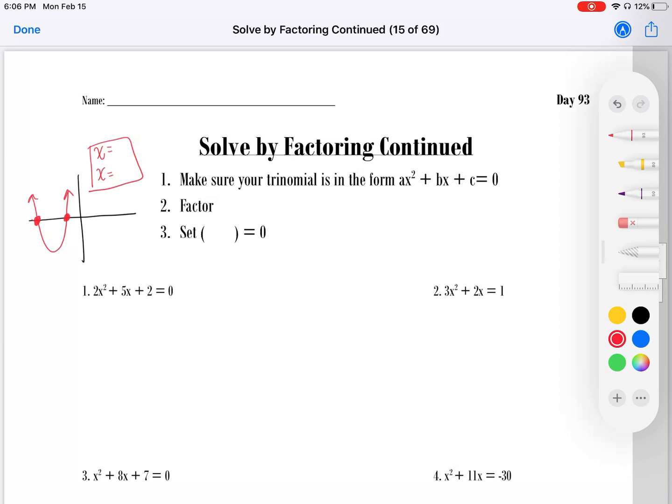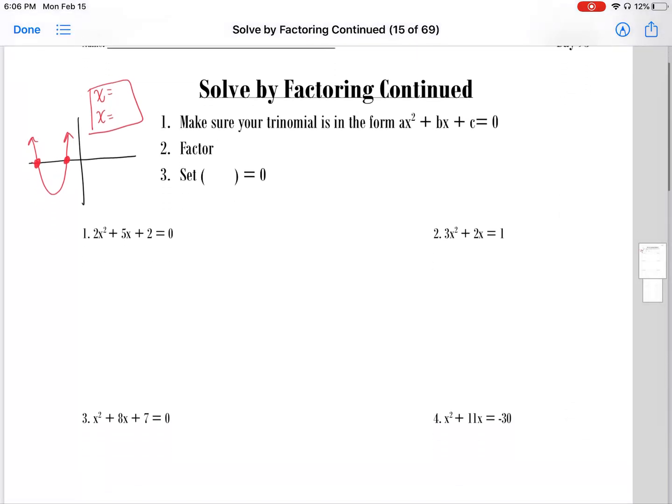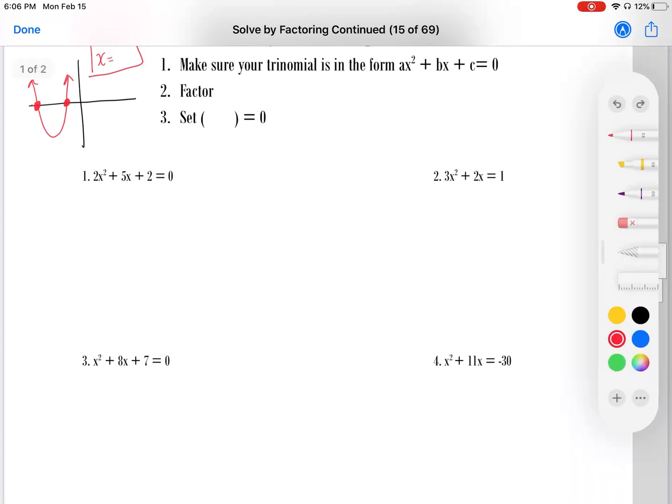We need to figure out where it touches the x-axis, and before the days of calculators, we had to do it by hand, so that we know that you know how to solve by hand. In a few days, you can plug them into the calculator, but for today, I want you to be able to solve by factoring by hand. In example one, I have A, B, and C.